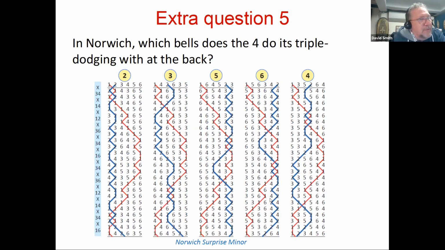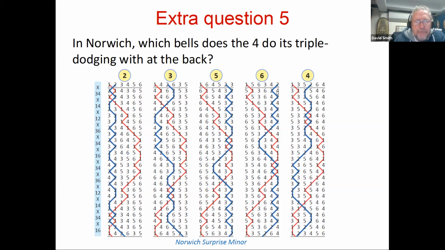But I've no idea who I'm doing it with. If I was the 2, it would tell me. Here, I'm triple dodging with a 3. But here, oh, it's the 3 again. So that's a nice feature of Norwich. You have a sort of partner bell and you triple dodge with it, and then you wander off and it wanders off, and then at the end you meet it again. So that's a nice confirming thing. It's one of these things where eye contact helps. So you wave goodbye, and then a bit later, hello, we're back again for a triple dodge.